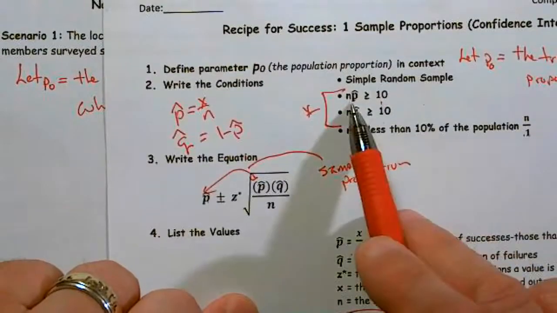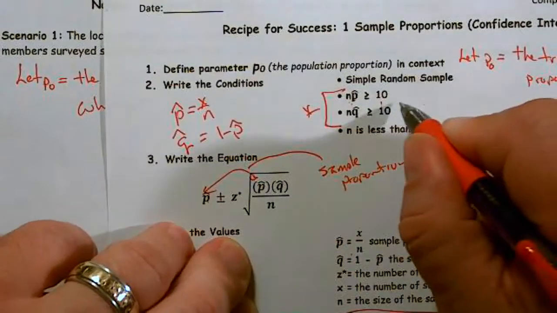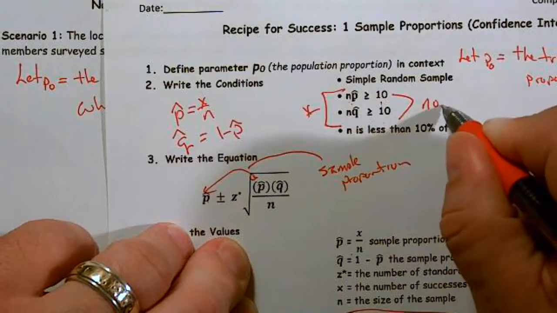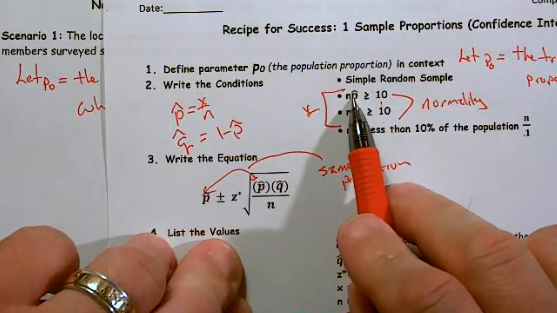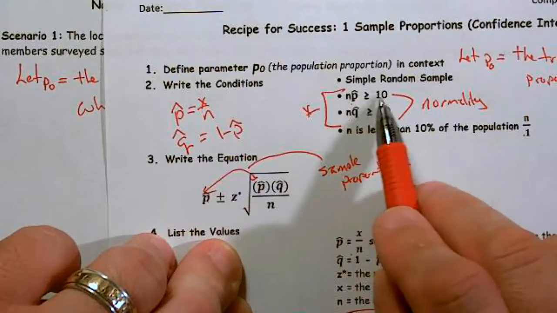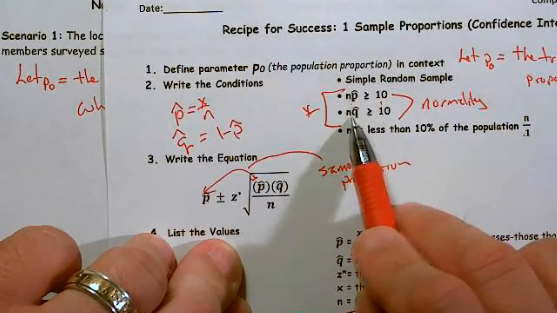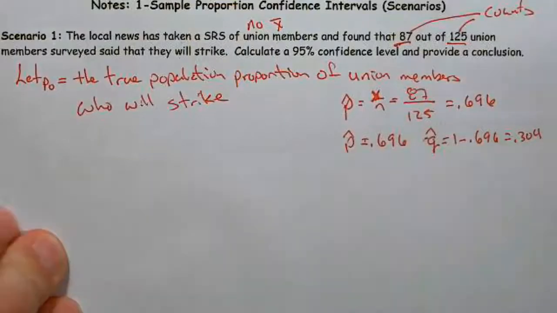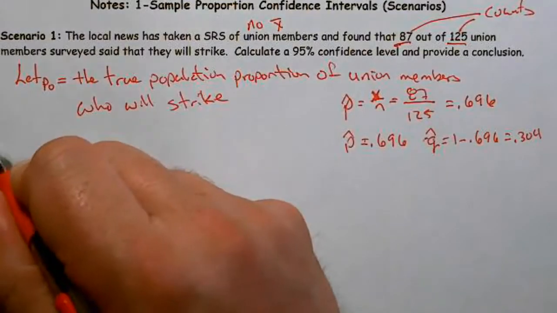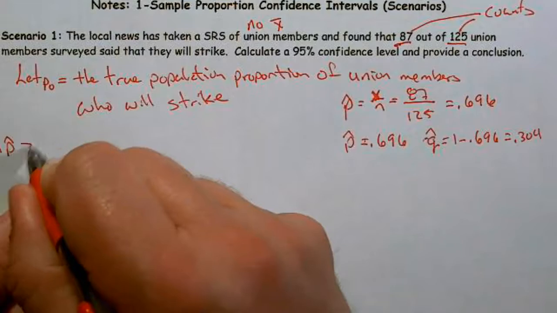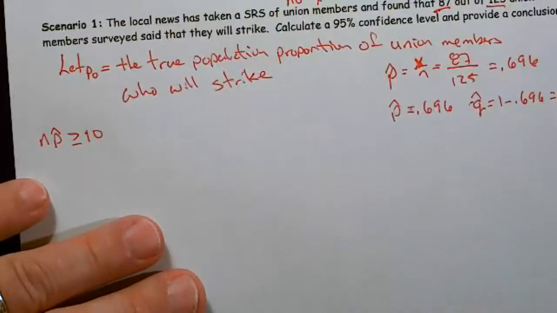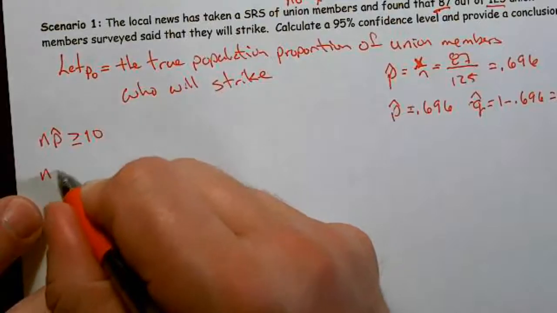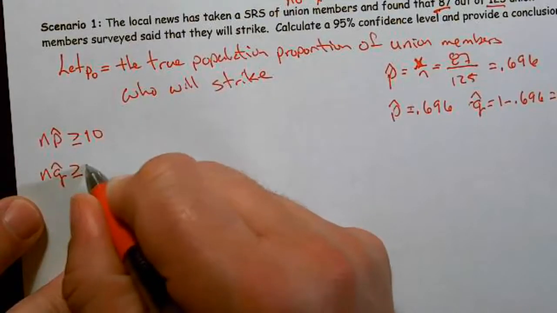And the only one that we're going to worry about is whether we have normality. And by the way, you probably need to know this word. This is the one we check for normality. Is our sample large enough? It's large enough if these two multiplied together are greater than 10, and these two are greater than 10. Well, I'm going to go ahead and write those down. N P hat has to be greater than or equal to 10, and N Q hat has to be greater than or equal to 10.